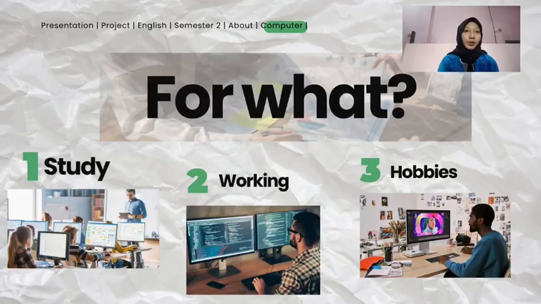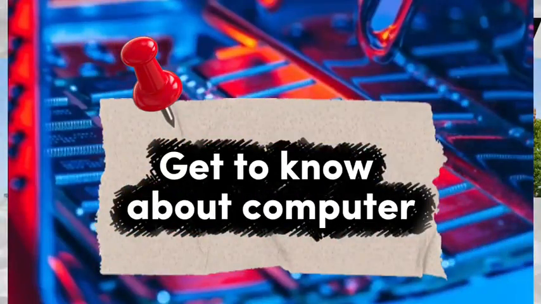What is that computer for? Maybe what we usually hear about computer is just for study or for working, and also for hobby. But actually, in general, computers are way more than that. So let's get to know more about computer.